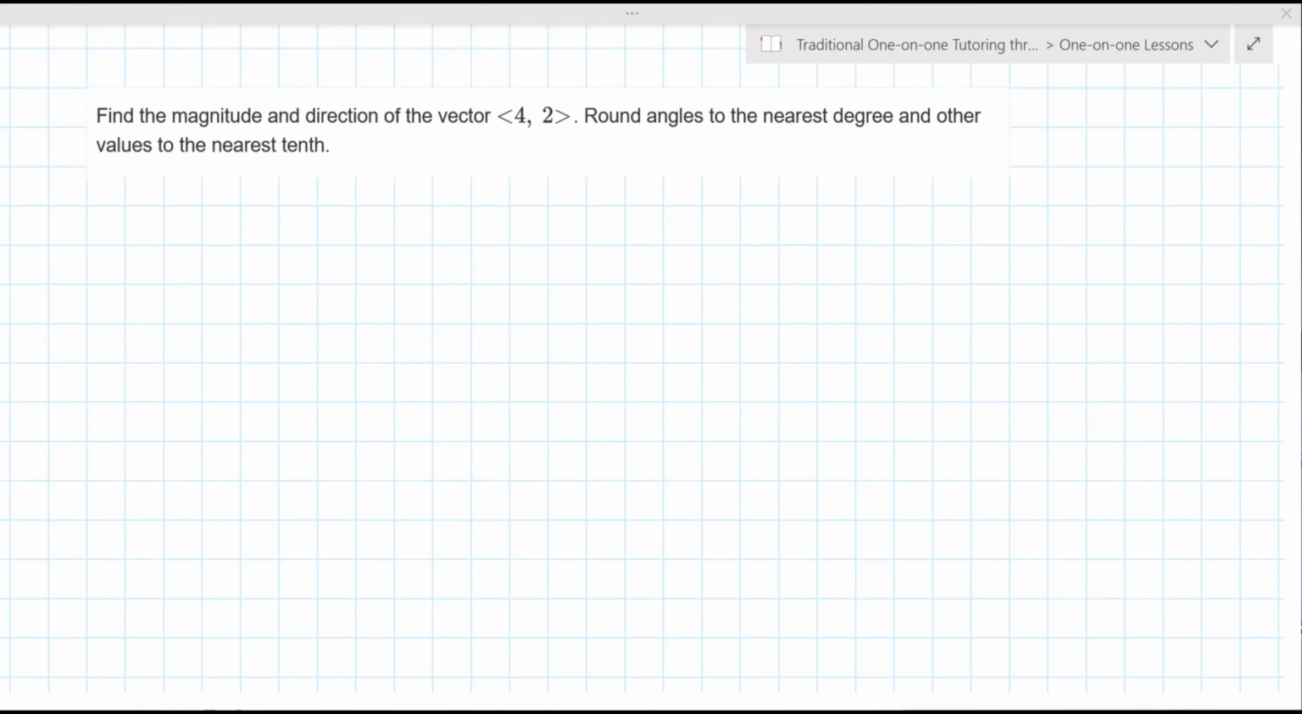Okay, I get 4.5 as my magnitude. All right. How about direction? I need to get that, so I'm going to get that and then I'll be right back. Sounds good. .6. Perfect.